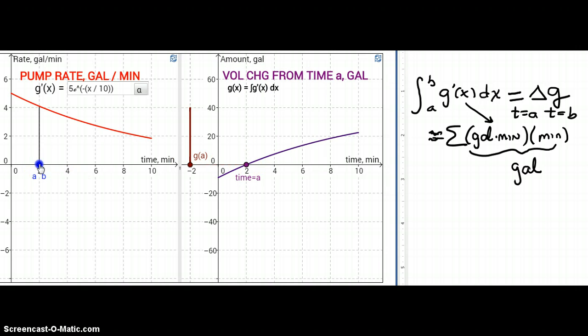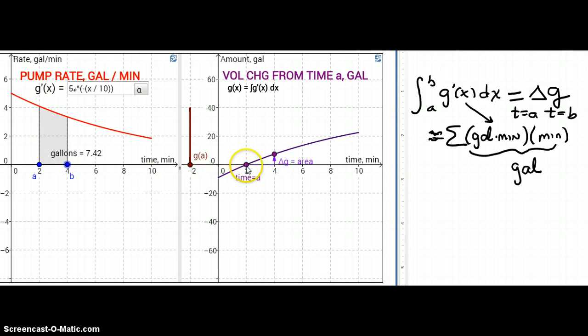Now I'm going to move B again, and you'll see that I'm still tracing along this curve. And so if I go out between 2 minutes, which is my starting point, and 4 minutes, which is my ending point, I've pumped 7.42 gallons, which is right at this point. Now, this is telling me how much water I've pumped. It's not telling me how much is actually in the tank.